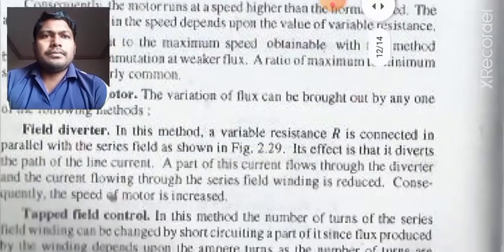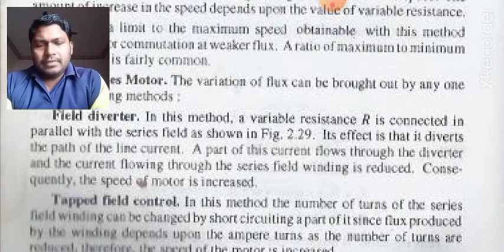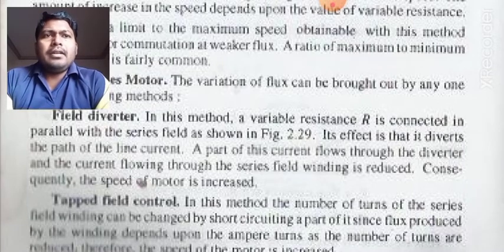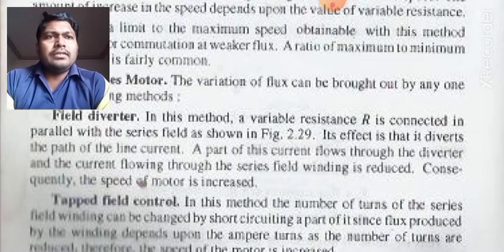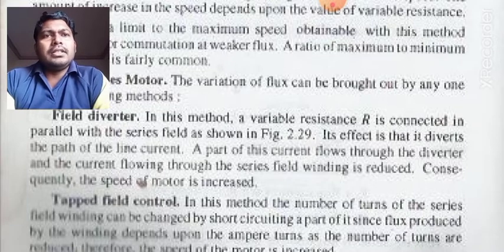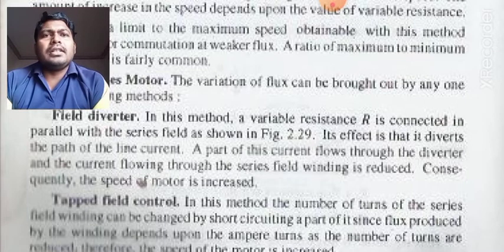Now its effect is that it diverts the path of the line current. A part of this current flows through the diverter and the current flowing through the series field winding is reduced. Consequently, the speed of the motor is increased. Now, students, by diverting the current, we increase the speed. The speed of the motor is thus increased.